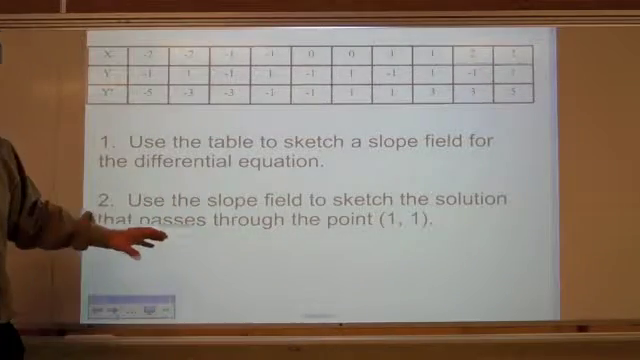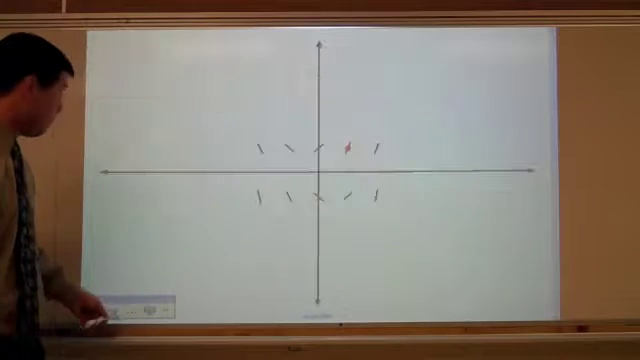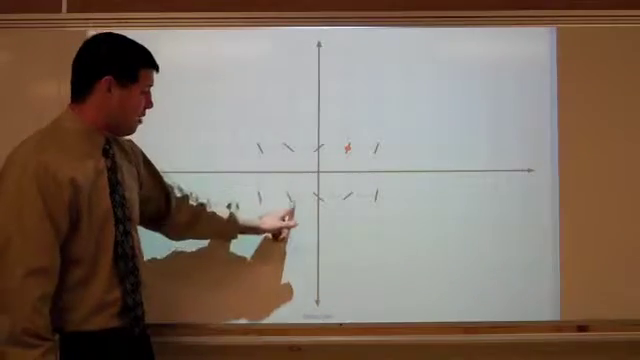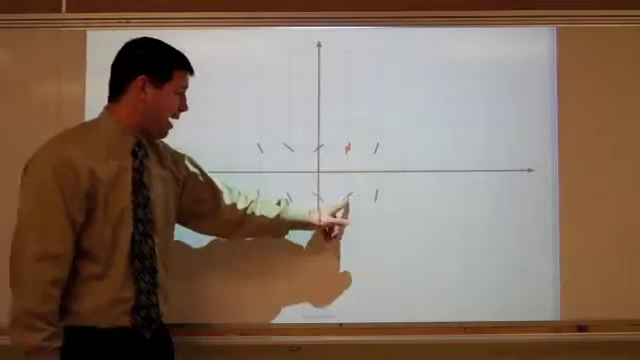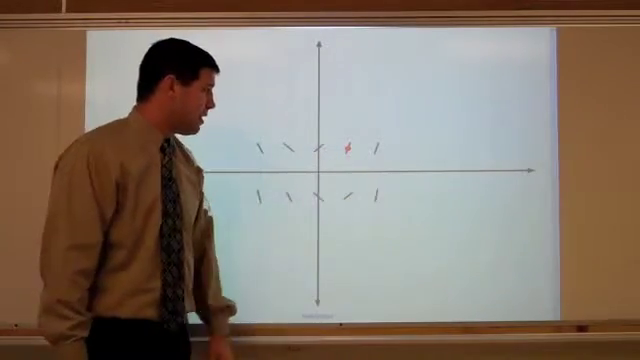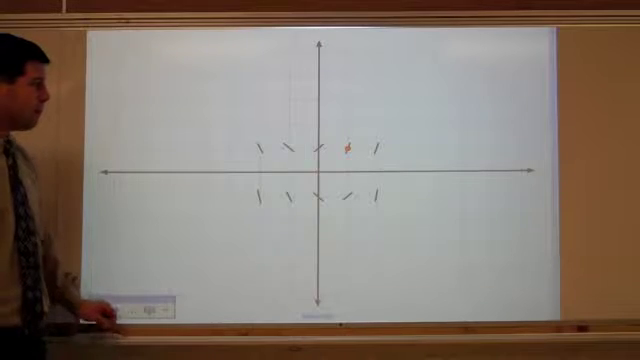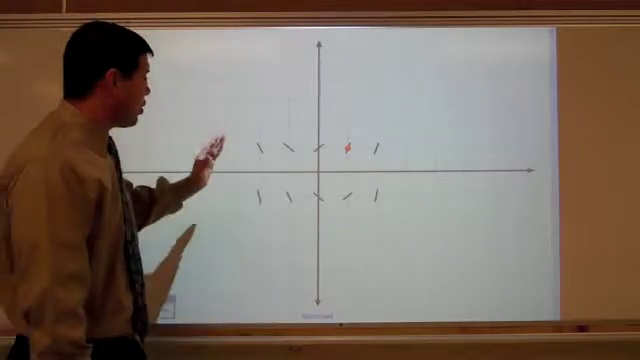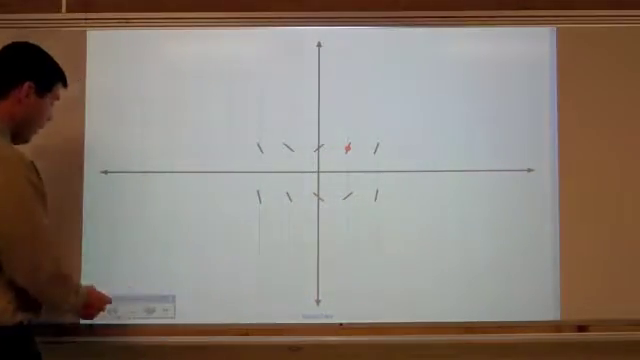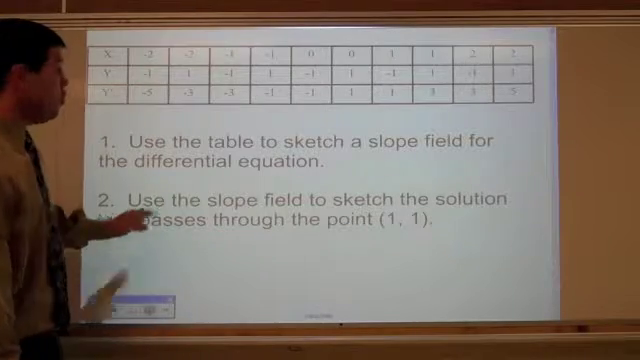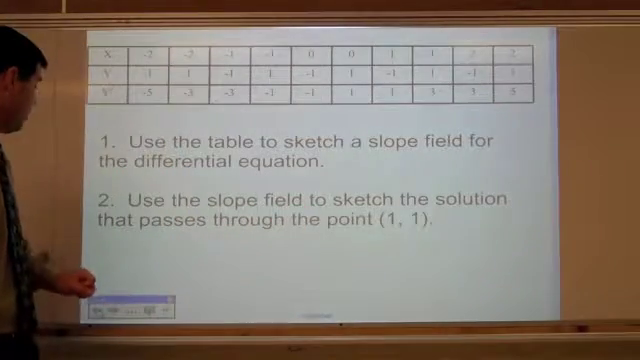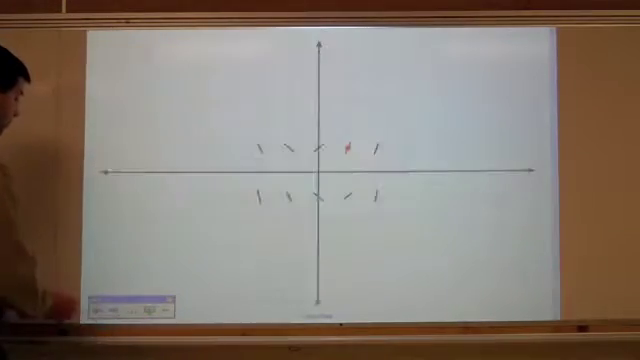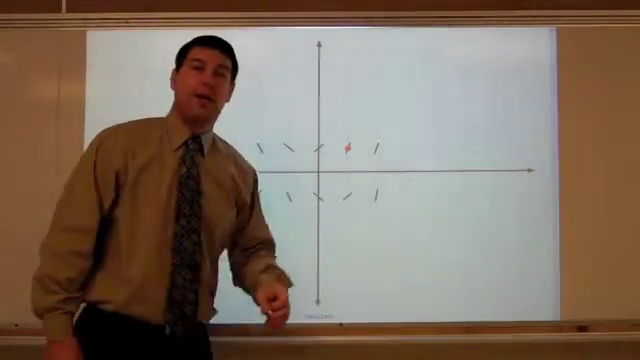Alright, hopefully you have that slope field constructed. Should look like this. Really steep here, not so steep at these two, less steep at these two. Going up here, going up steeper here, going up even steeper here. Alright, so there's your slope field, and again, it's just relative to the others. Now, the second part of this question. Use a slope field to sketch the solution that passes through the point 1, 1. So that's why I have the point 1, 1 here.